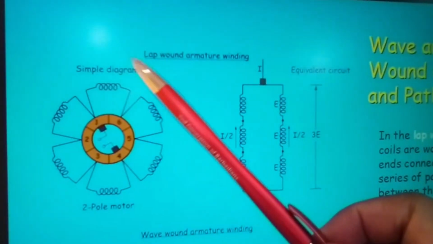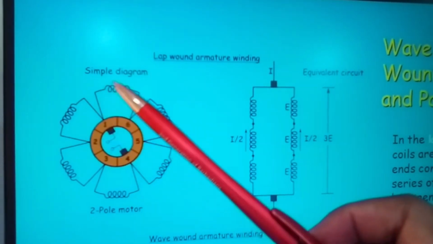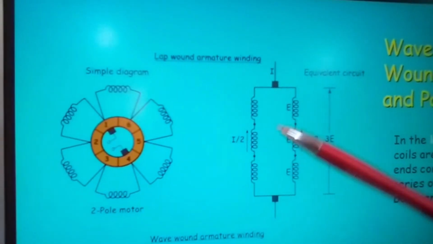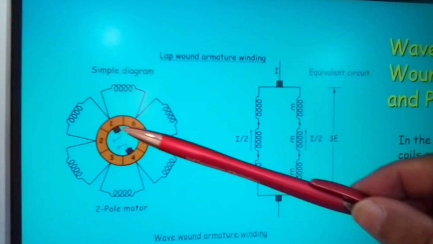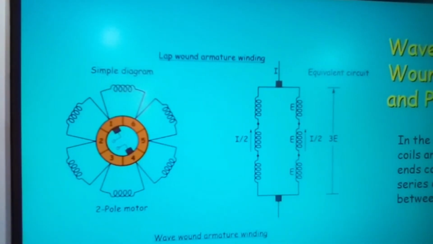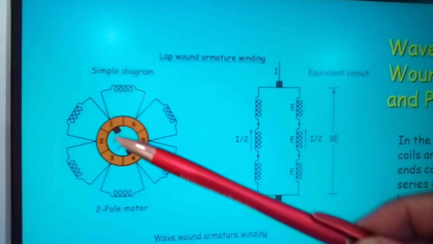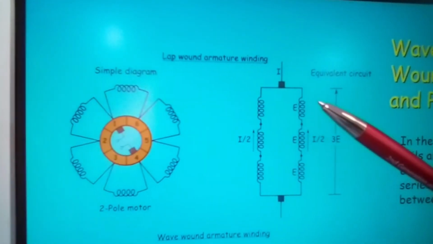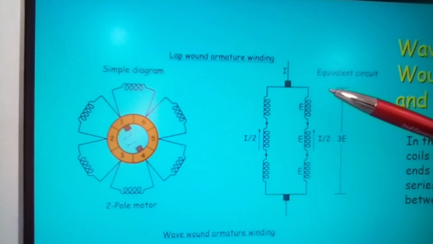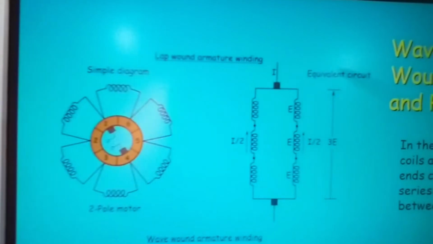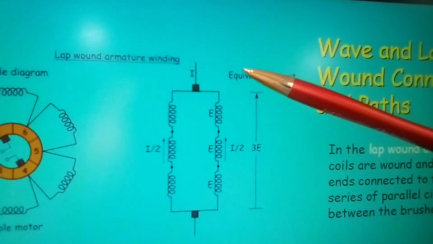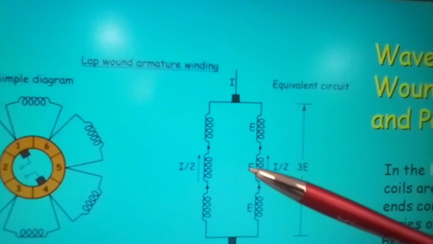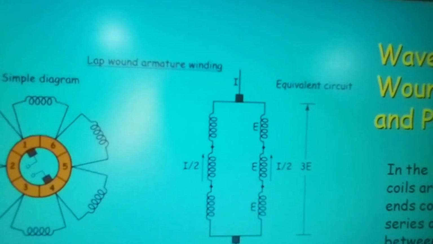This here is showing you the lap wound armature windings. And you can see this is your diagram in regards to your commutator. It has 1, 2, 3, 4, 5, 6 segments in this case. And please note, this is the equivalent circuit of what's happening here, just flattened out on paper. So bear that in mind.